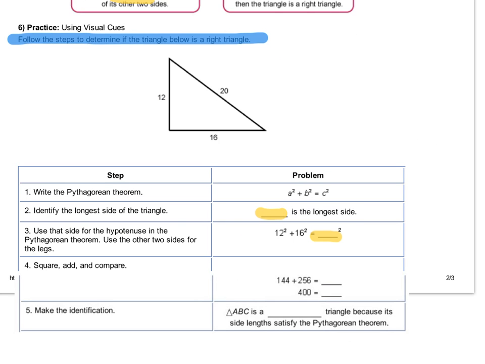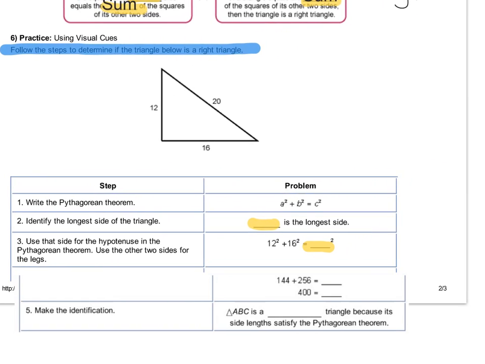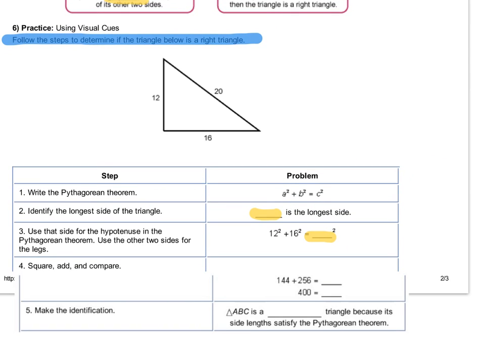Okay, so now it says follow the steps to determine if the triangle below is a right triangle. So now we're going to test to see. So the first step is to write Pythagorean theorem. And it's already written for you here. A squared plus b squared equals c squared. Identify the longest side of the triangle. Our longest side, always opposite our 90 degree, is going to be the 20. So we'll let that be C.